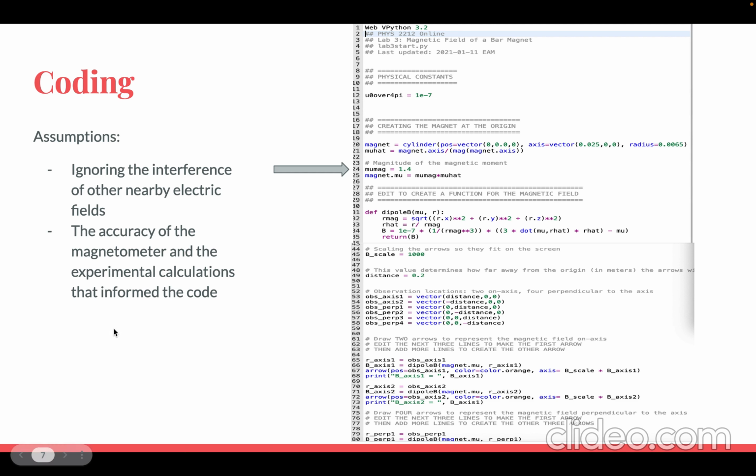Some assumptions that we're going to use going into the coding is we're ignoring the interference of nearby other electrical fields, like there was a lamp near my desk. We're ignoring the potential electric field or magnetic field that could have. And then we're assuming that the accuracy of the magnetometer and the experimental calculations that informed the code were correct.